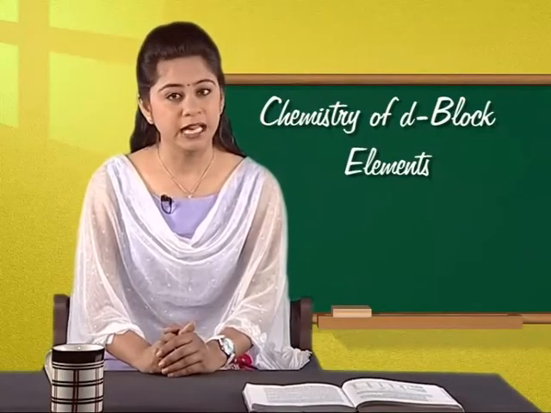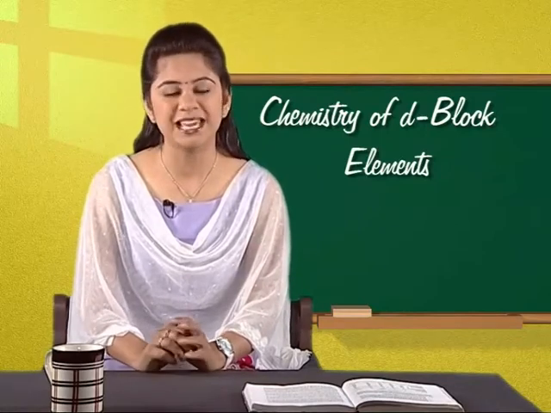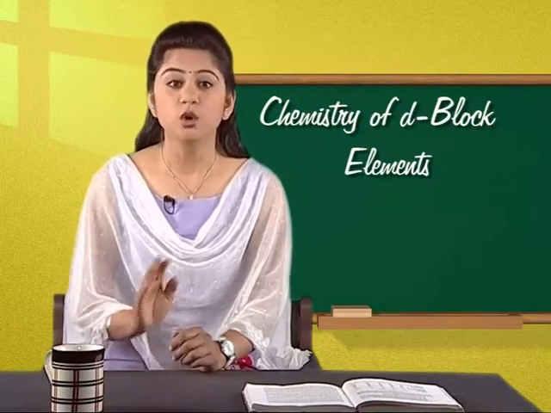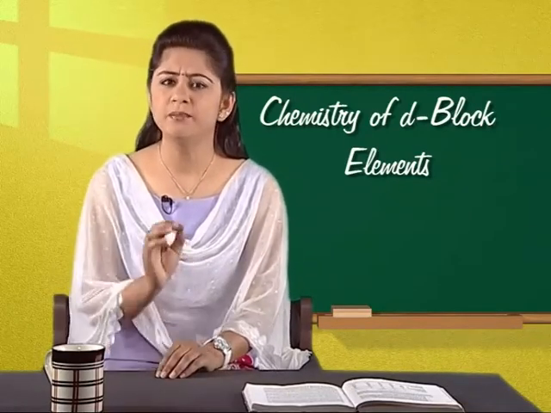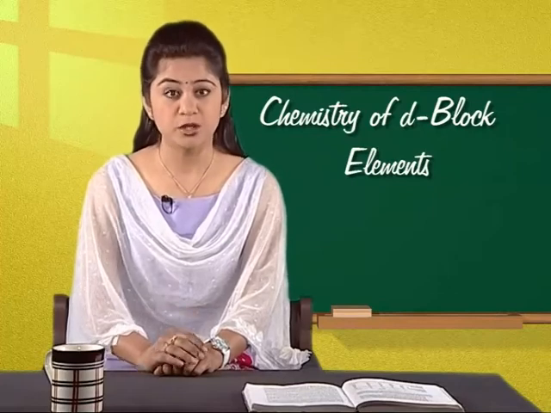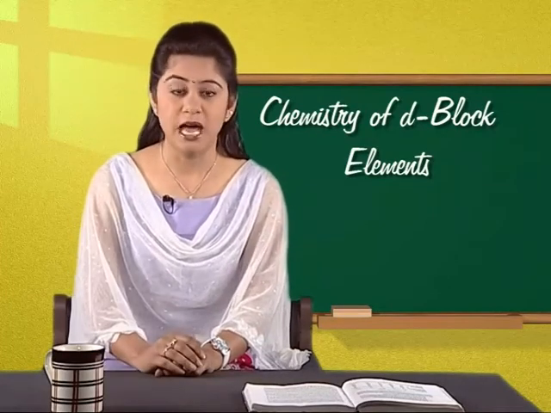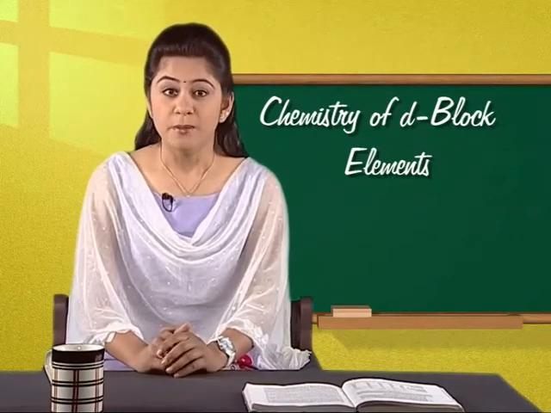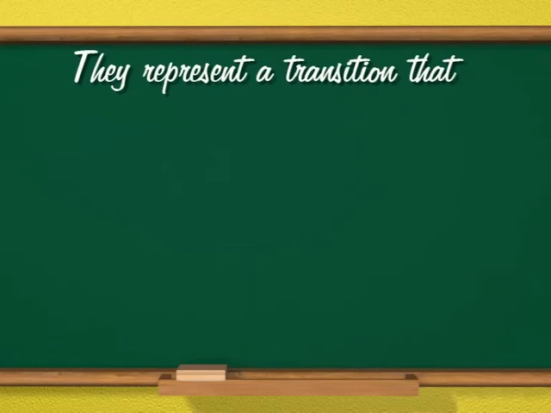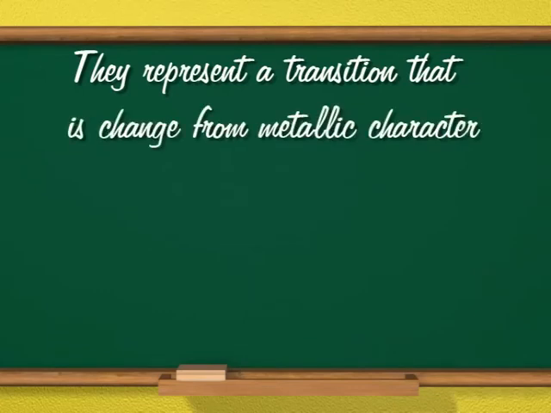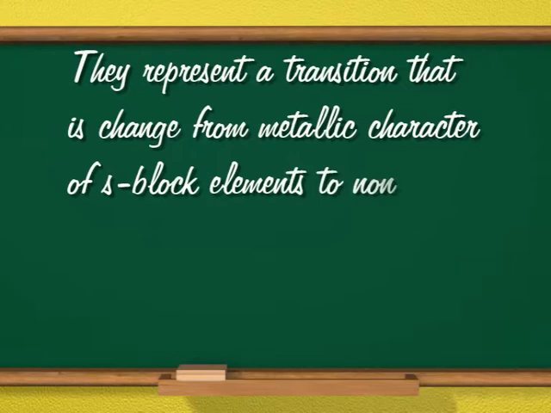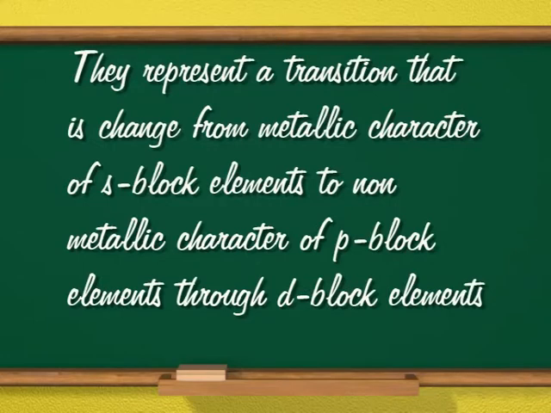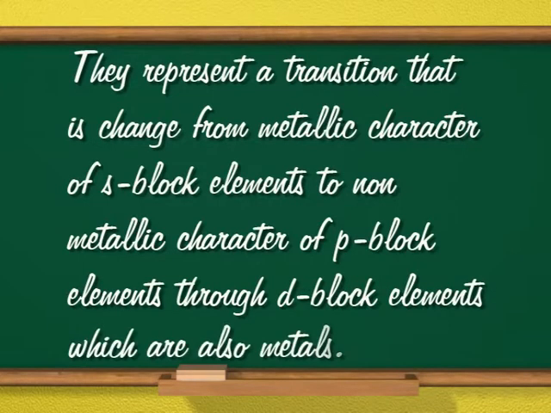These D block elements are called transition elements. What are transition elements? Those elements which are situated in the middle of the periodic table between the S block and the P block are called transition elements. These are called so because they represent a transition, that is, change from metallic character of S block elements to the non-metallic character of P block elements through D block elements which are also metals.